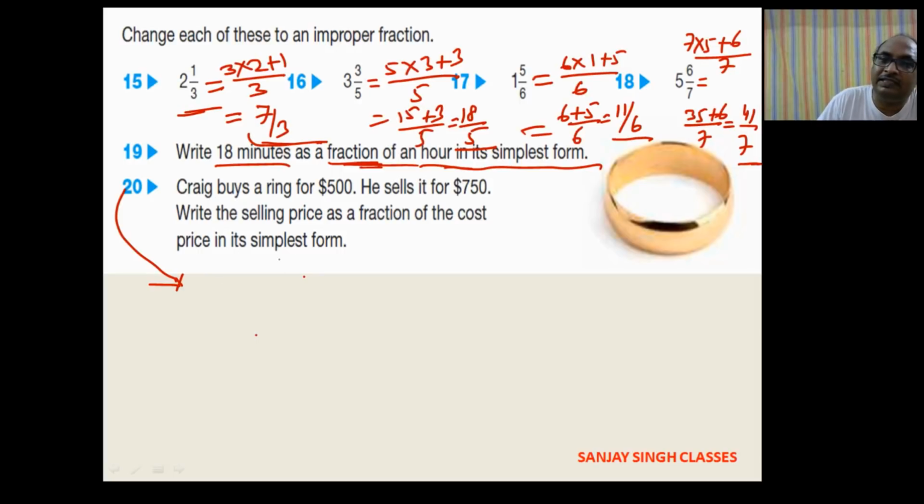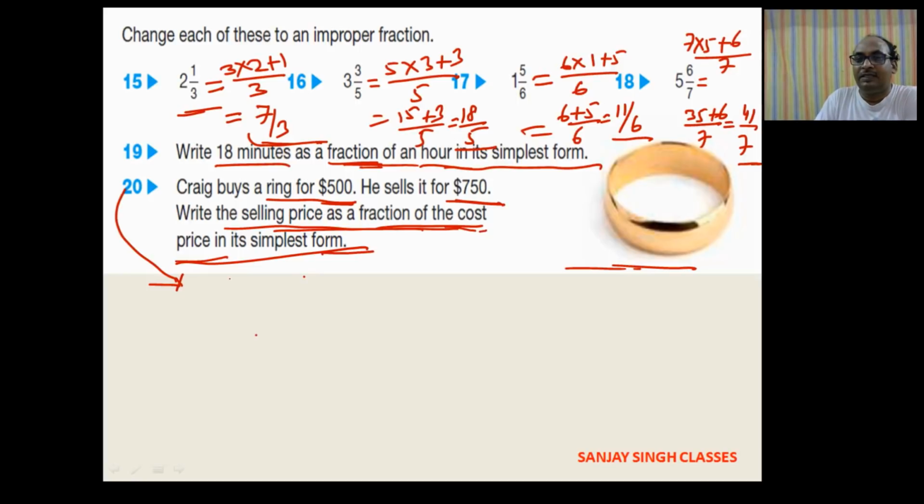Now the next one is: Craig buys a ring for $500. So this is the ring, $500. He sells it for $750. Write the selling price as a fraction of the cost price in its simplest form. Okay, so we need to write the selling price as a fraction of the cost price in its simplest form.